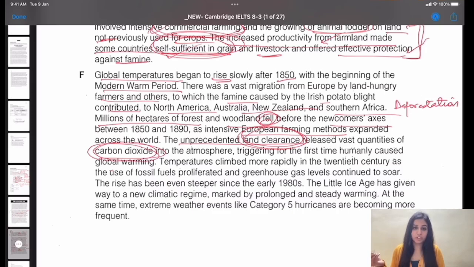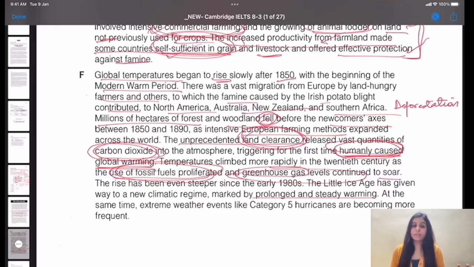So they're talking about climate change here, right? Climatic changes, triggering for the first time humanly caused global warming. So they're talking about climate change again. Temperatures increased more rapidly in the 20th century with the use of fossil fuels, and greenhouse gas level continued to soar. The rise has been even steeper since 1980s. The Little Ice Age has given way to new climatic regime marked by prolonged and steady warming. So the warm weather has continued to increase. At the same time, extreme weather events like category 5 hurricanes are becoming more frequent.